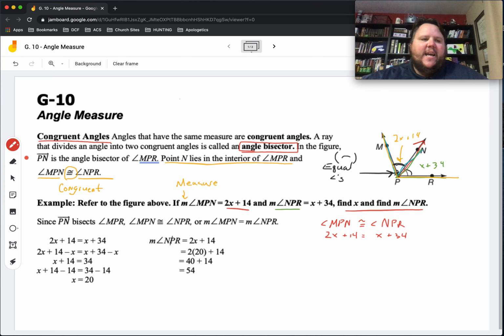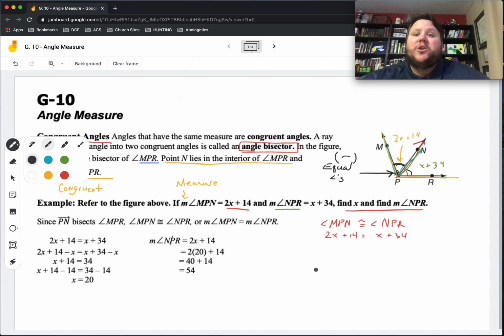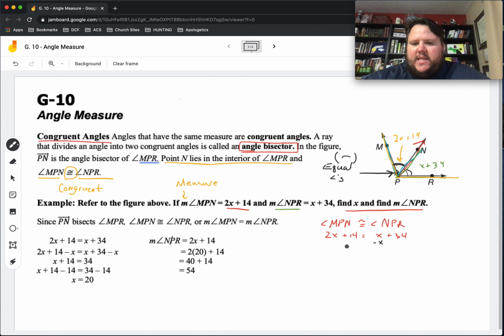And this is where I said our algebra-minded people are going to be a little excited because you're actually doing algebra now. I'm going to subtract x from both sides to get that x away from the right side, and I'm going to subtract 14. My 14s cancel out on the left. So 2x minus x is x equals 34 minus 14, which is 20. So x equals 20.